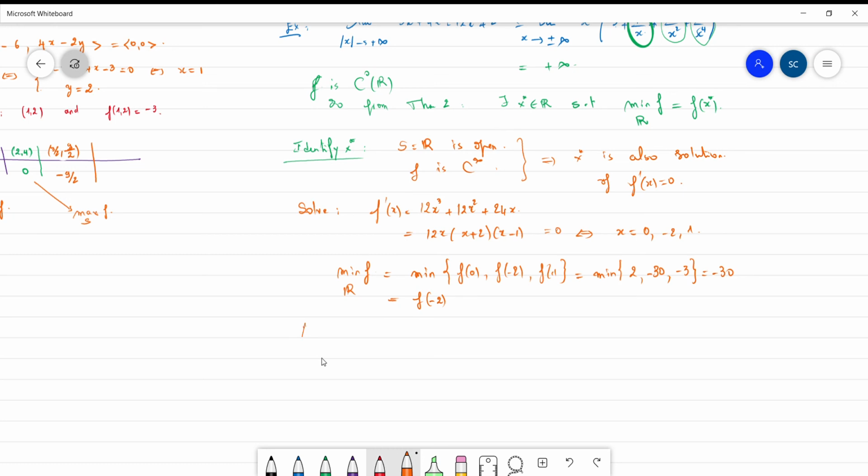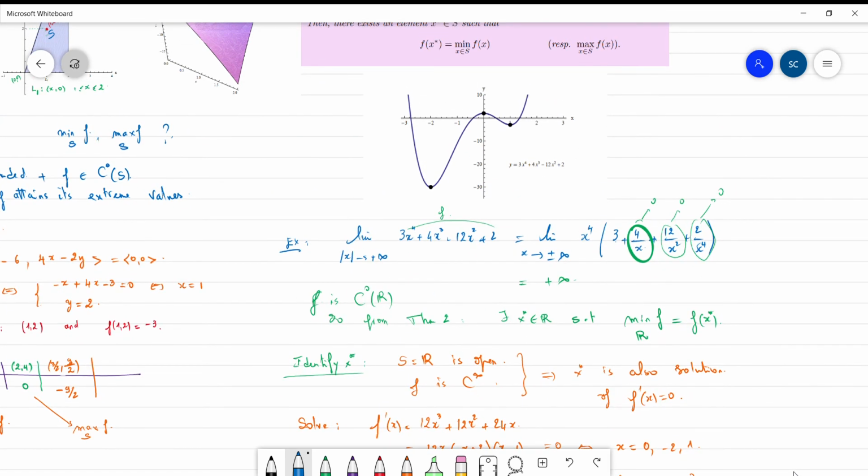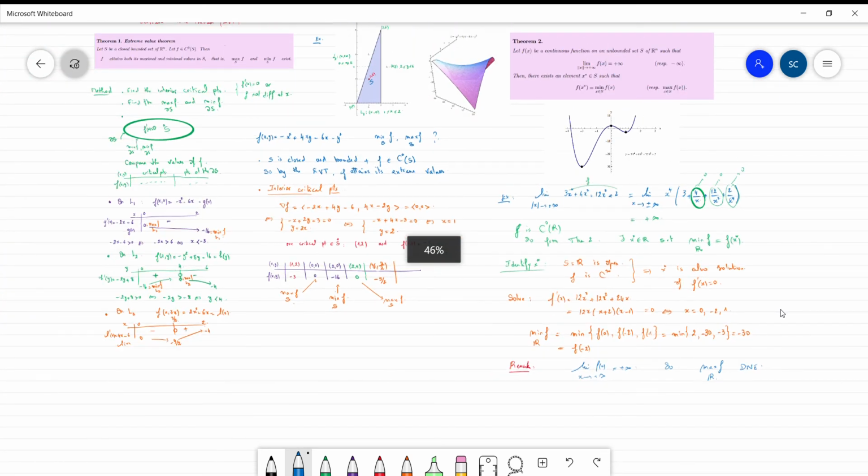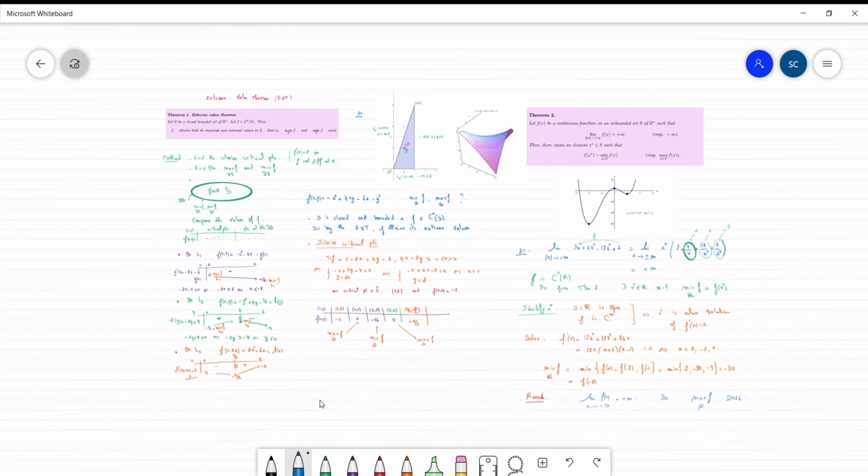Let's put it as a remark. We have the limit of f(x) as x approaches plus infinity is plus infinity, so the maximum of f does not exist globally over R. So yes, we have an answer about the maximum: a global maximum doesn't exist, but still a local maximum exists. So you have two theorems that answer some questions about global extreme points: one for closed bounded sets with continuous functions, and the other for unbounded sets with infinite behavior and only continuous functions.